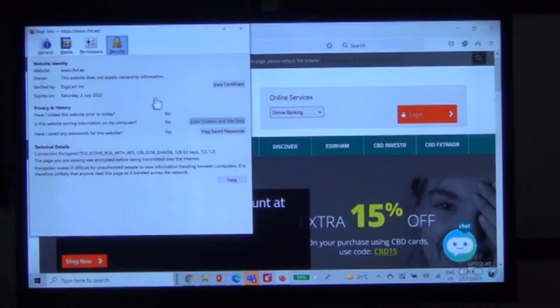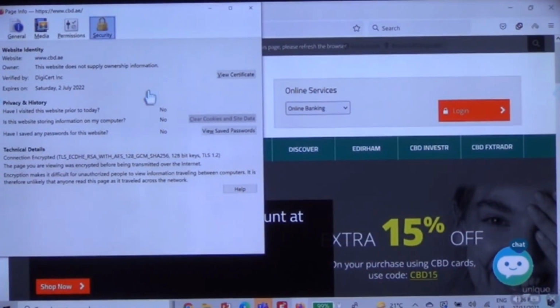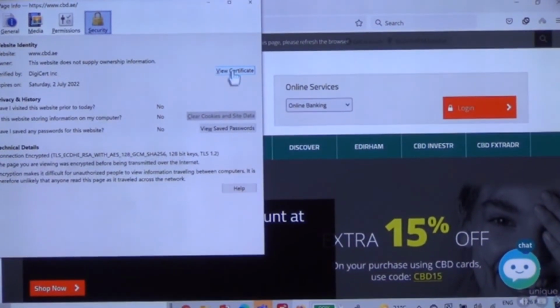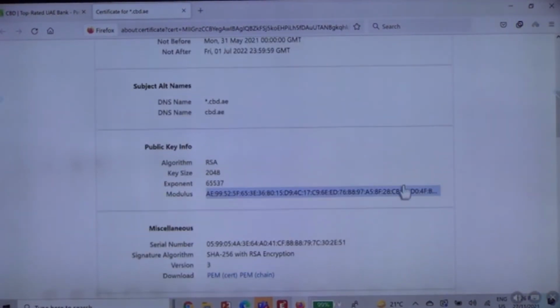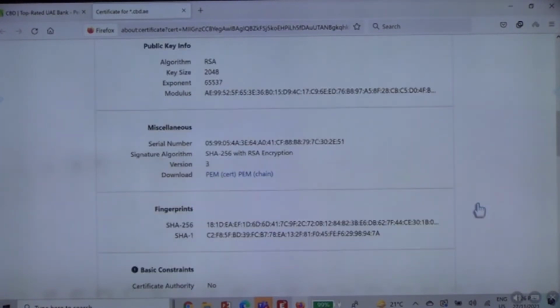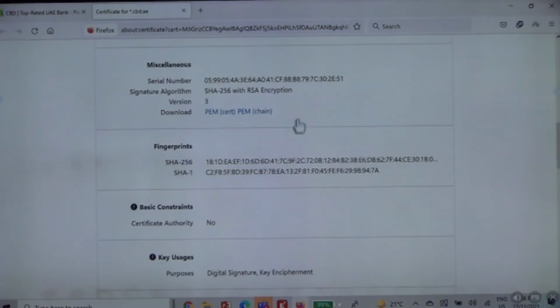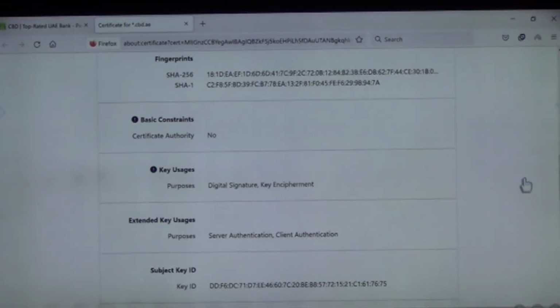This is another browser, which says view certificate. It shows you the certificate validity, the algorithm it is using, RSA, key size is 2048, SHA-256 with RSA encryption, and the fingerprints, one with SHA-256 and one with SHA-1, the two fingerprints.